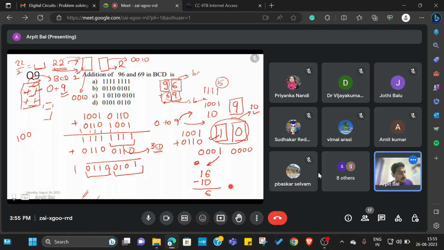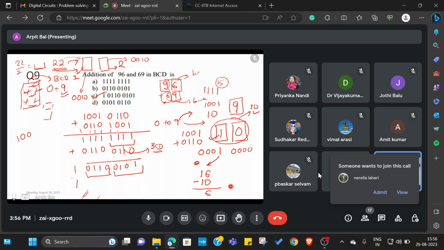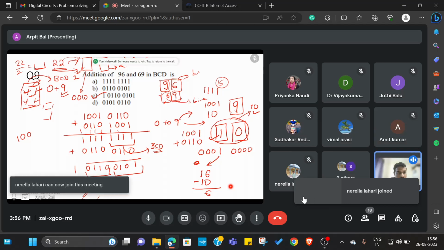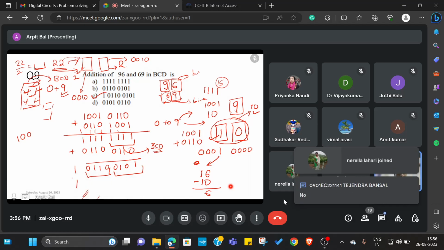So here we have arrived at the solution, that is 1 0 1 1 0 0 1 0 1. Option C is the correct answer. Does anyone have any question in this particular numerical? And is this concept clear, why we added 6?